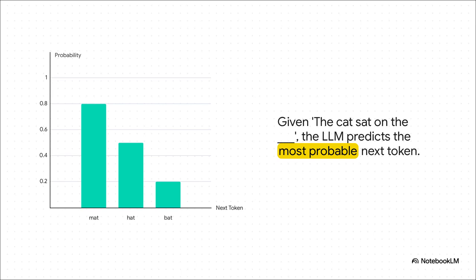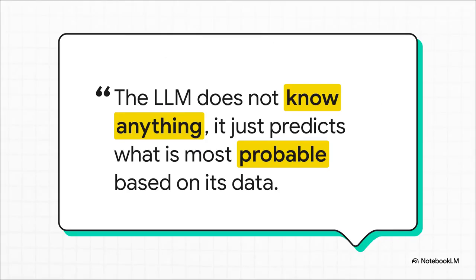By doing this millions of times, it starts to figure out the relationships between words and the whole structure of language. And this is the absolute key takeaway. The model doesn't know anything, not like a person does. It is a probability machine. It's just making incredibly sophisticated guesses about what words should come next, all based on the data it was trained on. This explains why it's so powerful, but it's also why it sometimes makes mistakes or hallucinates. And that leads us right into the next stage.